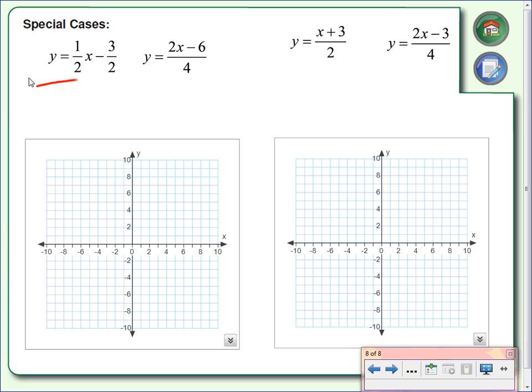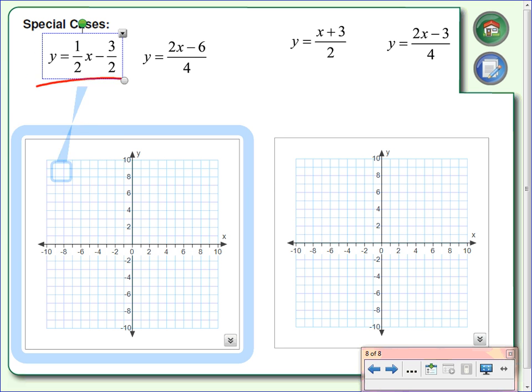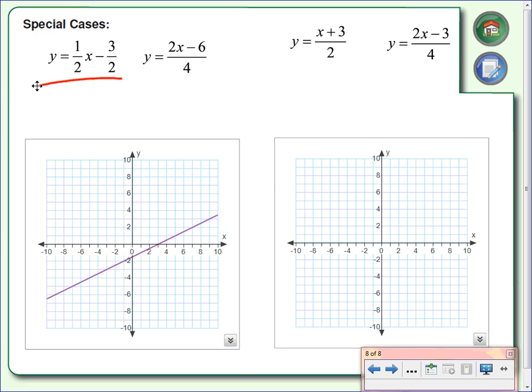This right here. I want to graph y equals 1/2 x minus 3. So, in order to graph that, I'm going to take this and graph it. Now notice here, the y-intercept, negative 3 over 2, is the same thing as negative 1.5, which is what I have right here. That's where I'm starting at, negative 1.5.